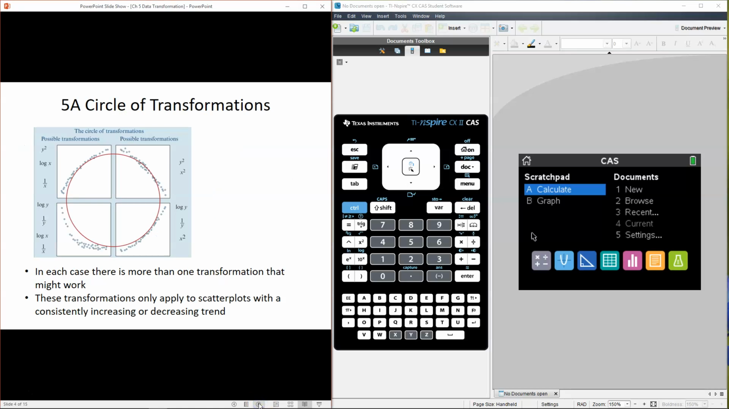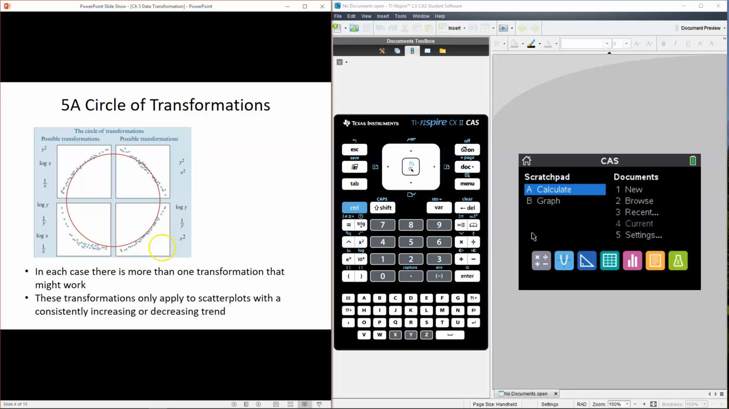Okay, so looking at the circle of transformations, and look, I don't expect you to necessarily memorize this. You'll need to have this in your exam book. You'll need to be able to recognize when you see a curve like this, what are the possible transformations that I would use to linearize that. And depending on what quadrant you're in, what quarter of the circle you're in, will determine what transformation you're going to use, okay? Now, in each case, as you can see, there is more than one transformation that could work.